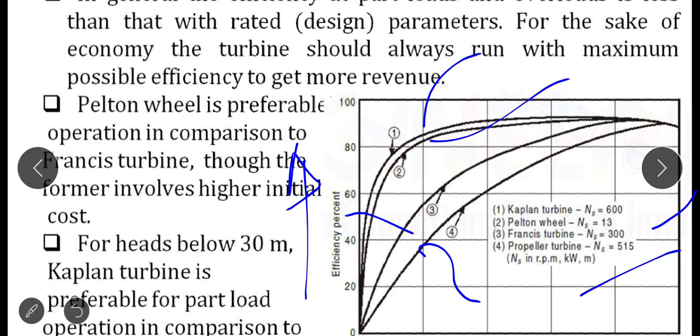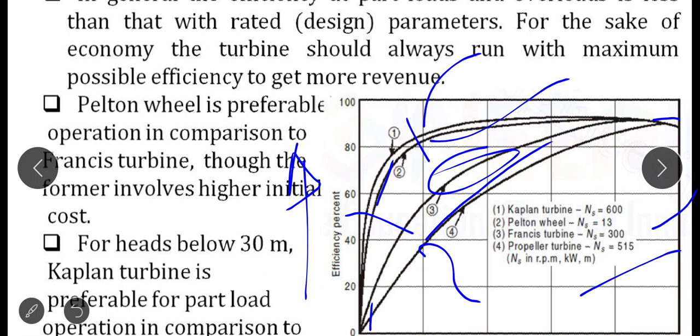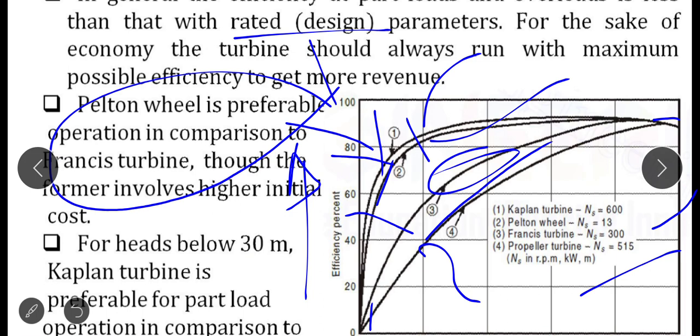The efficiency percentage load curve is shown here. So how will you read the graph? As the percentage of load increases, efficiency also increases moderately in these two cases. Whereas in the former two cases, that is Kaplan turbine and Pelton wheel, there is a sudden increase in the efficiency. That's why Pelton wheel is preferable to Francis turbine. With respect to this statement, this is true.